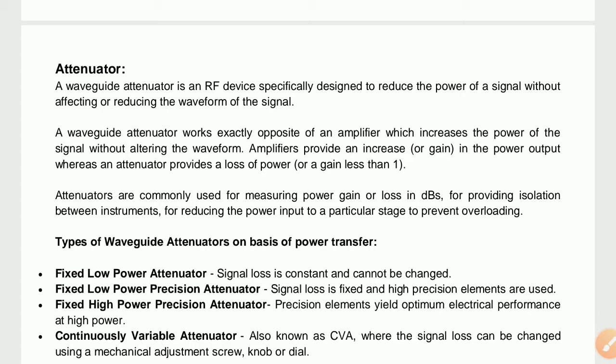So today in this session we are going to discuss the attenuators and the types of tees. Basically there are three types of tees, that is E plane tee, H plane tee and EH plane tee, which is nothing but the magic tee. So let's first discuss the attenuator.